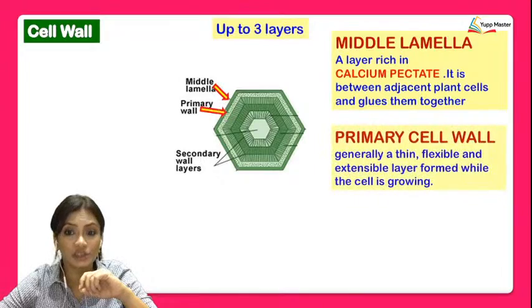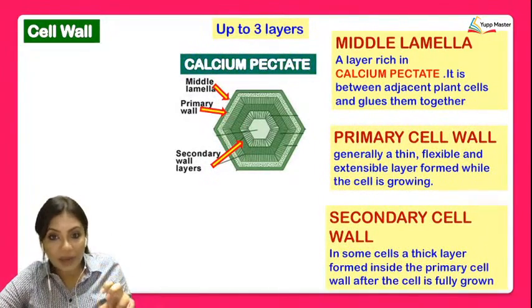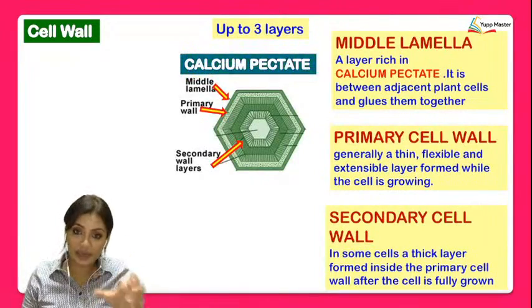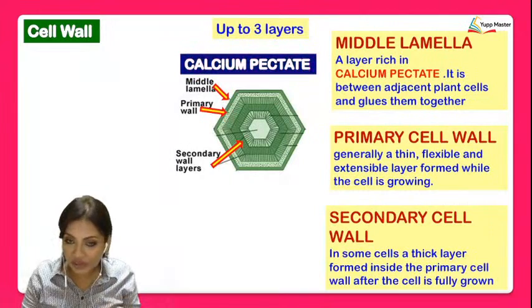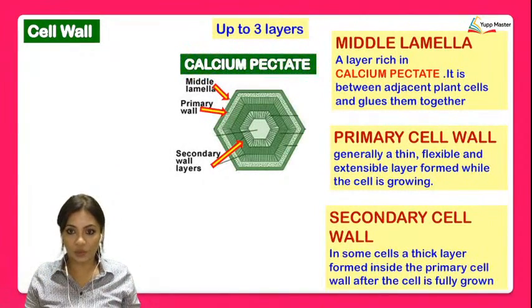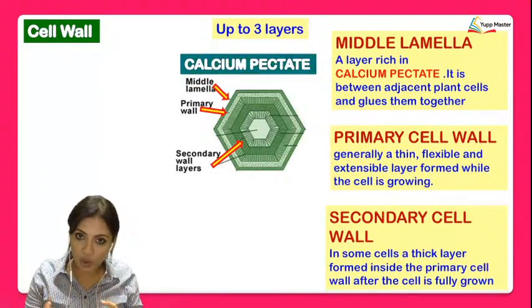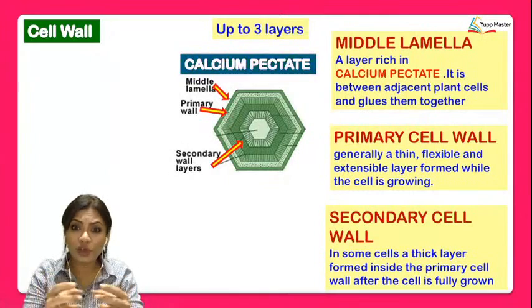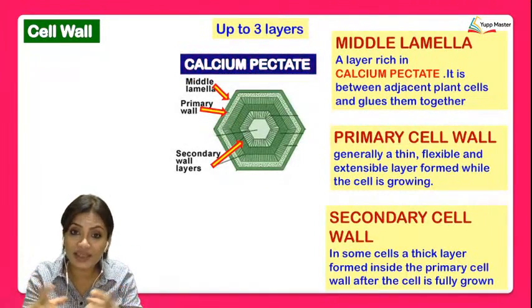It's made up of calcium pectate, and it is between the adjacent plant cells. So it is the layer found between two cells which are near each other. And what function does it do? It does the work of gluing those two cells together. So the middle lamella is the outermost layer of the cell wall, and it glues two plant cells together and keeps them intact.